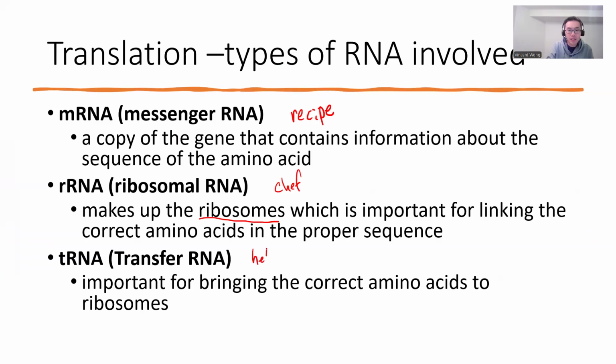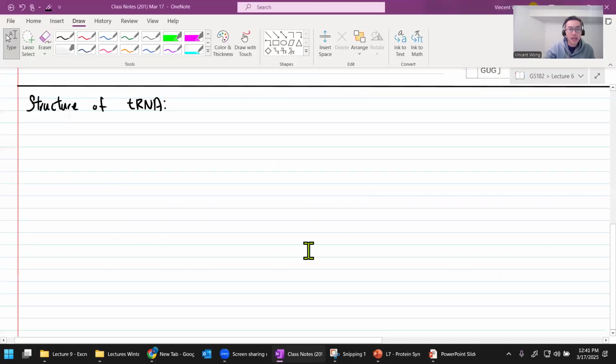And you can think of this as like the helper that brings the ingredient to the chef, and the chef will cook the meal according to the recipe. Okay, so I'm gonna draw the transfer RNA with you to show you what it looks like, and we're gonna go from there. First of all, you should know RNA is single-stranded. So this is like a single-strand RNA. It has a 3' end, and then it has a 5' end.